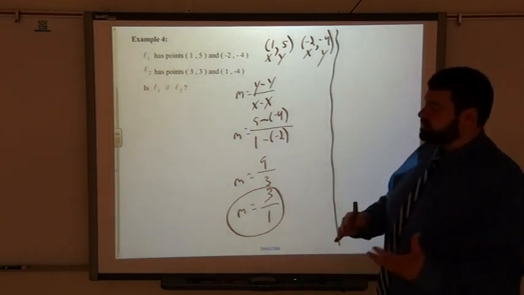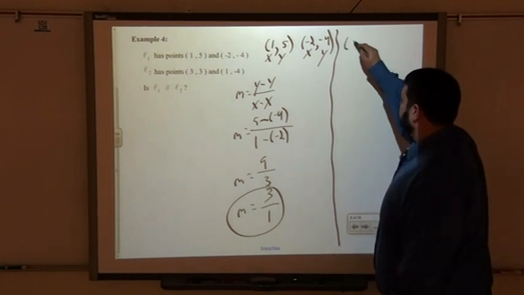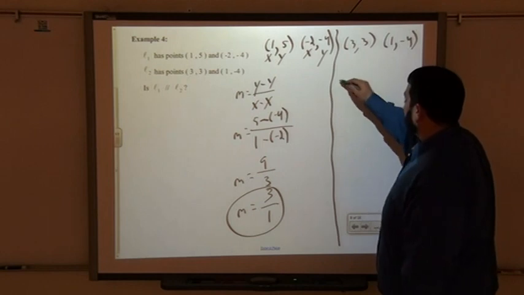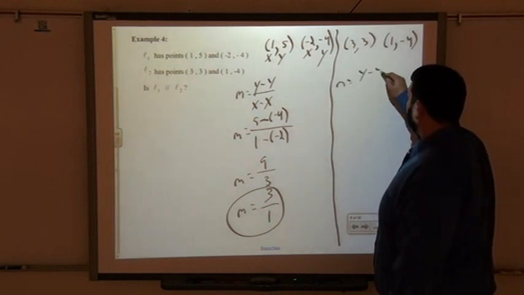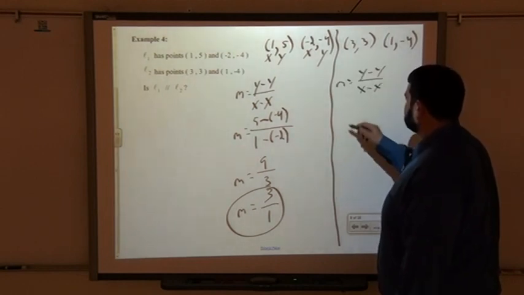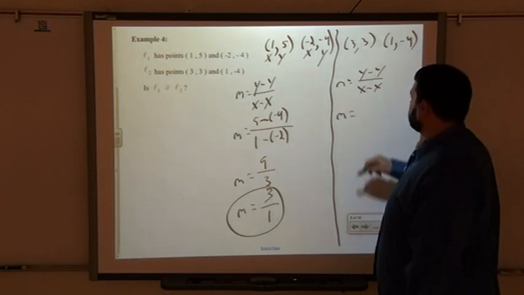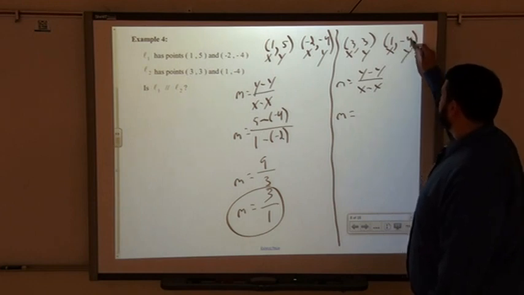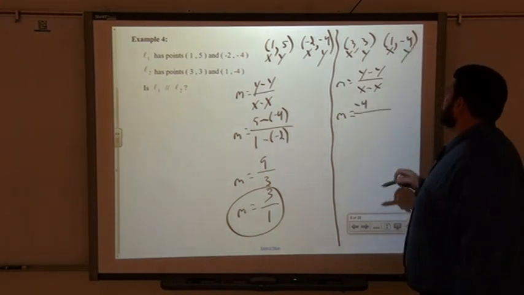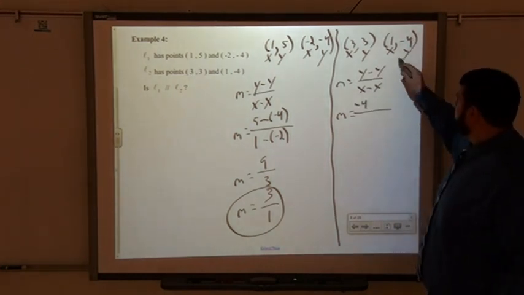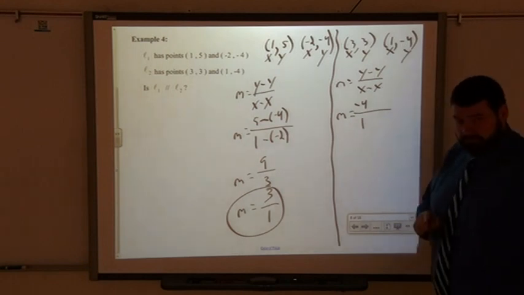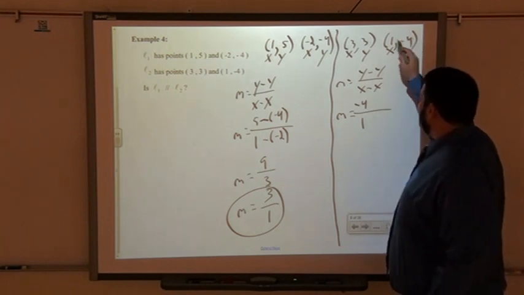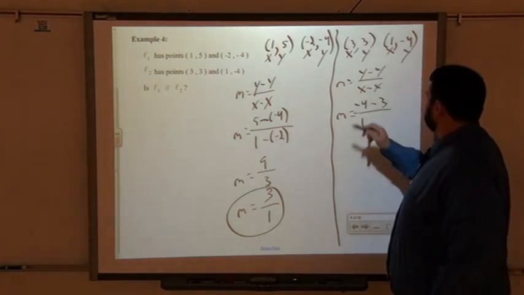Now I need to calculate the slope of L2. I have to do it twice. So (3, 3) and (1, -4). So slope again is y minus y over x minus x. Once again, I'm going to go ahead and switch it up and let this be x and y, and this be x and y, but this time I'm going to start off with this -4. If I use -4 as my first y, 1 has to be my first x. And I'm doing that on purpose. Y minus y, minus 3.